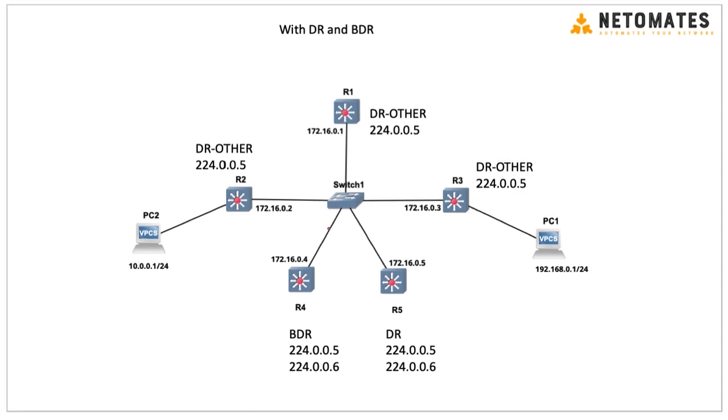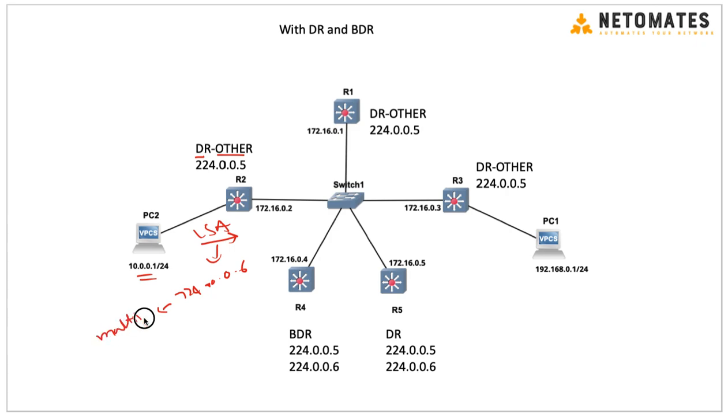So let's see how they will advertise LSAs in this type of topology. Let's say R2 is DR other, meaning it's not a DR and it's not a BDR. If it wants to send an update for this network, it will send this LSA to the address 224.0.0.6, which is a multicast address.